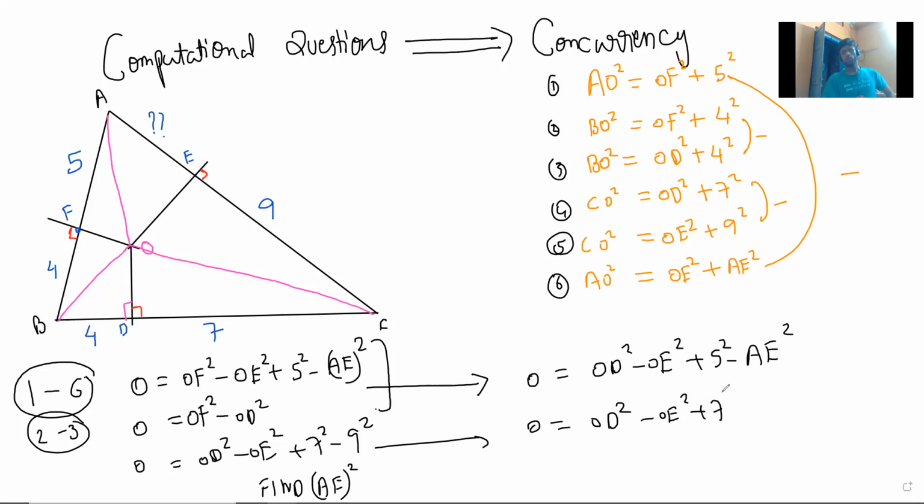Okay, you subtract these two and then you see. You can do it in any way. You get basically that this is equal to 7 square minus 9 square, and then you can find it. So a lot of things cancelled. This is a wonderful example of how things can get cancelled.